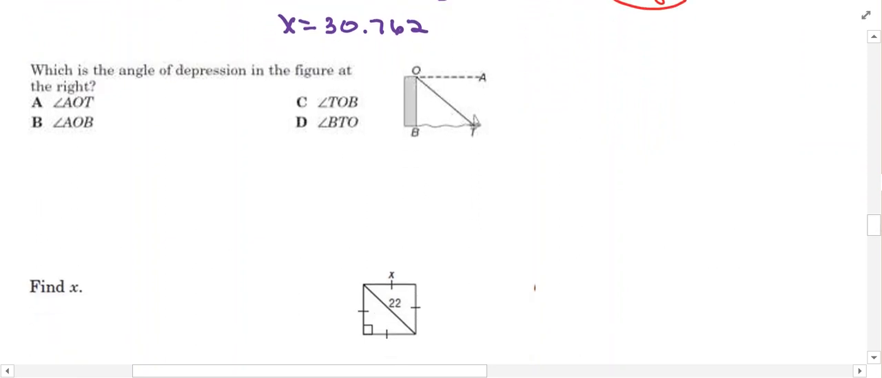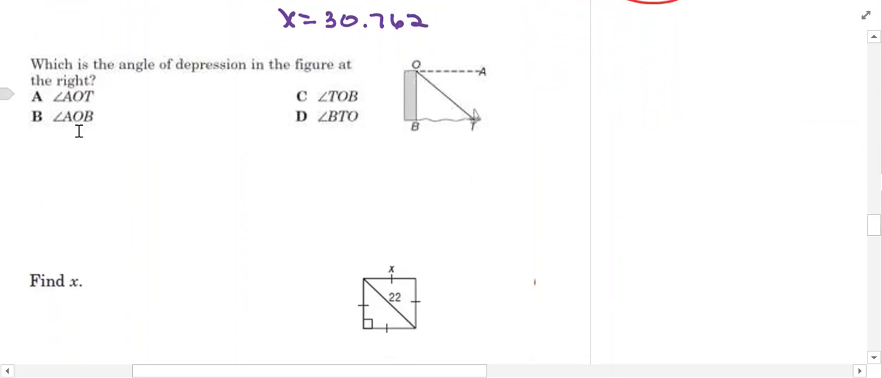Next problem is asking you which is the angle of depression. The angle of depression is the one that is looking down. To name that angle, O would have to be the vertex, AOT, or you could also name it TOA. The one that's on the multiple choice is AOT.